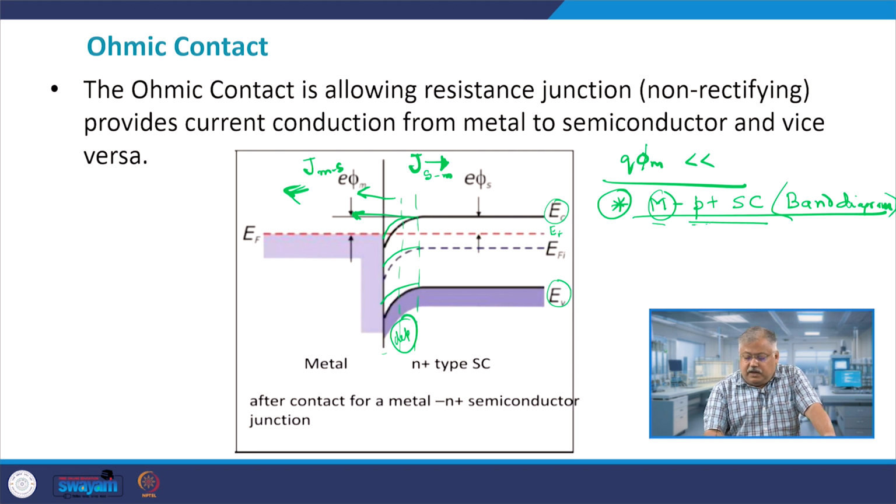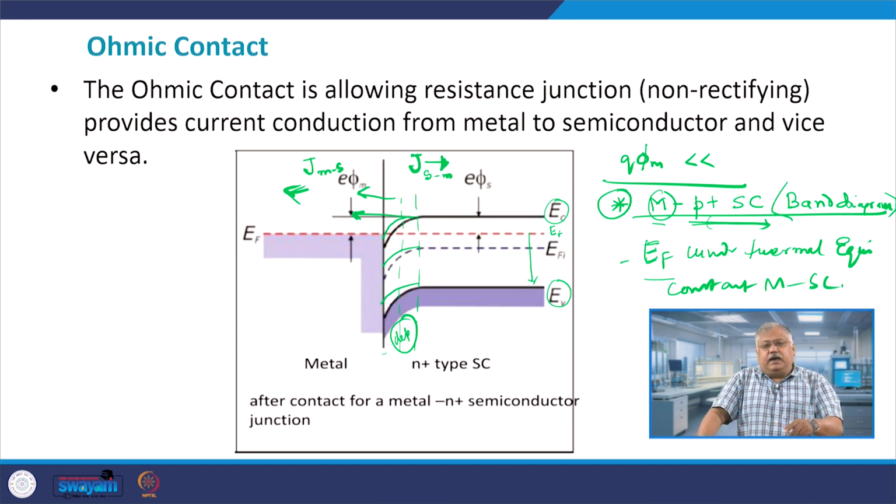For a metal P plus semiconductor, just keep in mind that the Fermi level is shifted towards the valence band, and also remember, when you draw a band diagram, for all practical purposes, keep the Fermi level the same. If you do not apply any bias, then under thermal equilibrium, your EF should be constant across the metal semiconductor contact. Keep these two in mind and then draw the line, and then you can easily formulate the ohmic contact with either an N plus layer or a P plus layer.